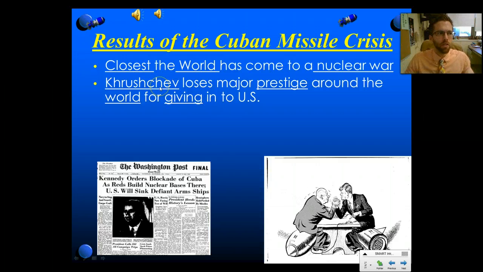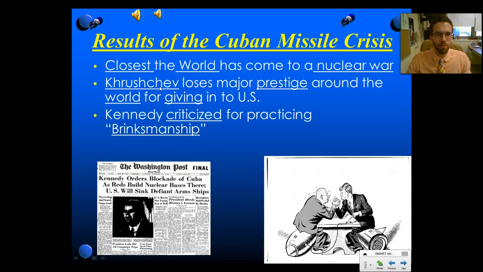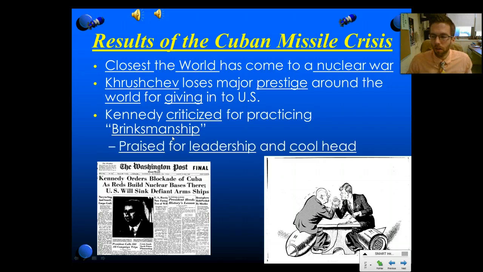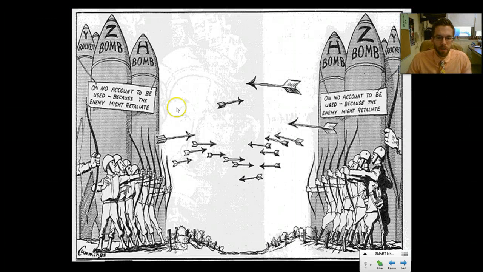The Soviet Union loses prestige, or how people think of them as being this powerhouse, for giving in to the United States. Kennedy is kind of criticized for this idea of brinksmanship, like you better back down or I'm going to bomb you, using this pretty big threat to say you're going to use nuclear wars. But ultimately, young president, early 40s, he's praised for keeping cool, for not bombing, for not invading, for his leadership in the situation. So that kind of wraps us up, and it goes back to this idea here.